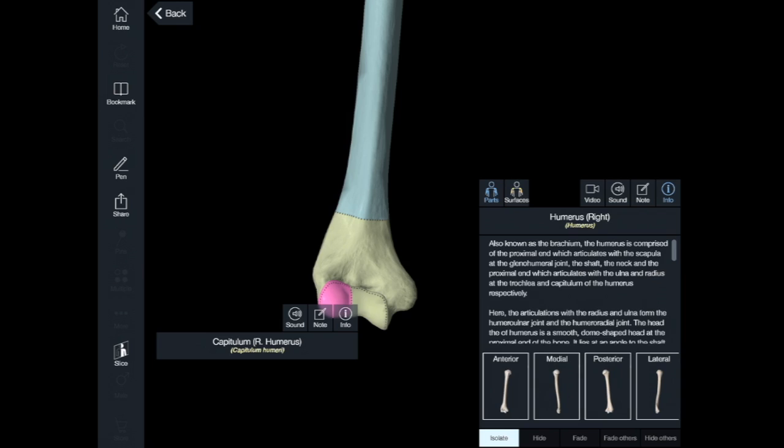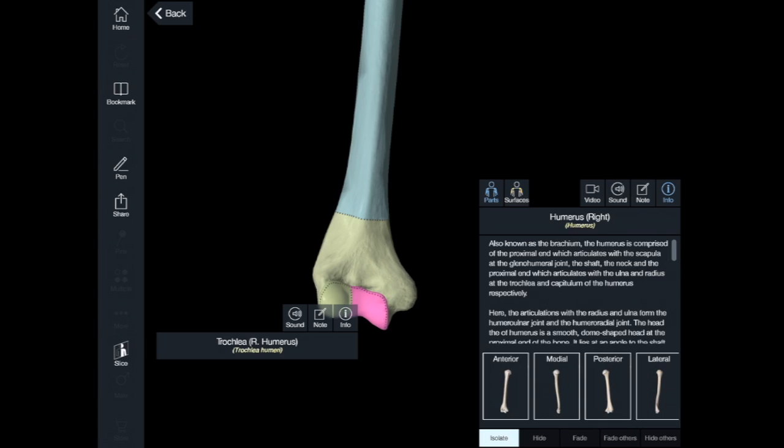And we also have the pulley-shaped trochlea. This is the trochlea and it is pulley-shaped. This articulates with the trochlear notch of the ulna, partially to form the elbow joint.